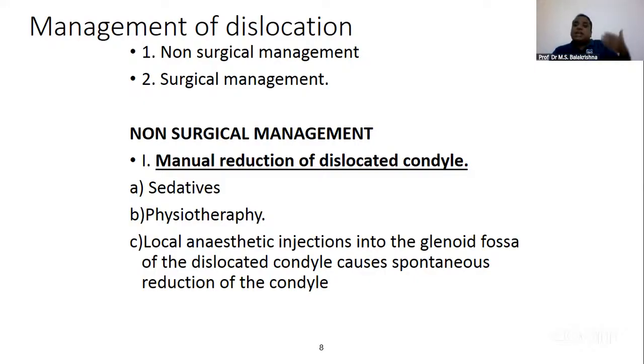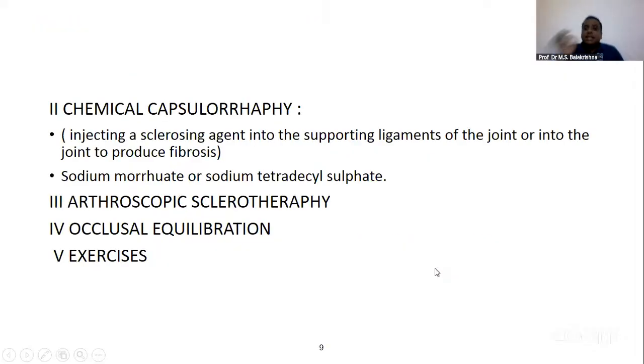You can start first, there will be pain. So you can start with sedatives, physiotherapy, and even in the glenoid fossa, you can give injection shots. By doing this, you can reduce manually, and the patient's pain will be less. Next technique is chemical capsulorrhaphy. Here you can inject some sclerosing solution into the supporting ligaments of the joint, which will produce fibrosis. The sclerosing agents are sodium morrhuate and sodium tetradecyl sulfate.